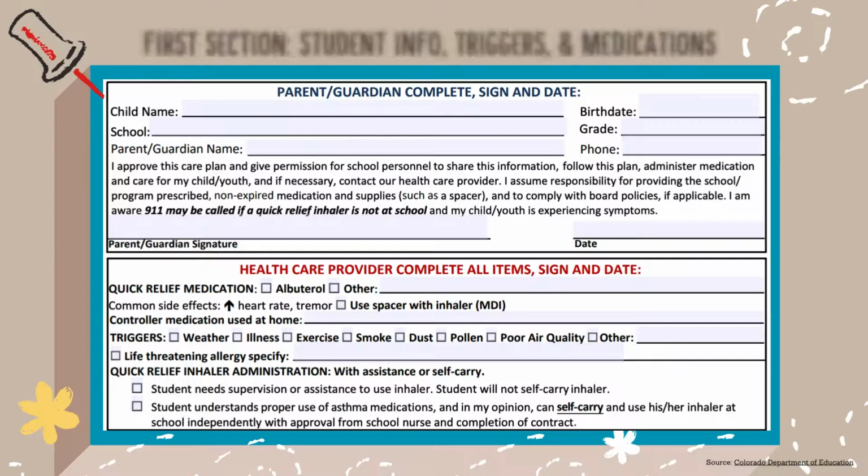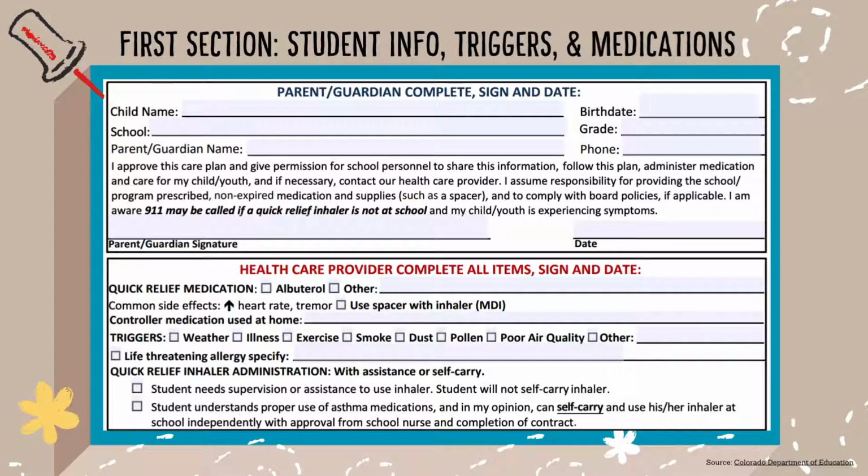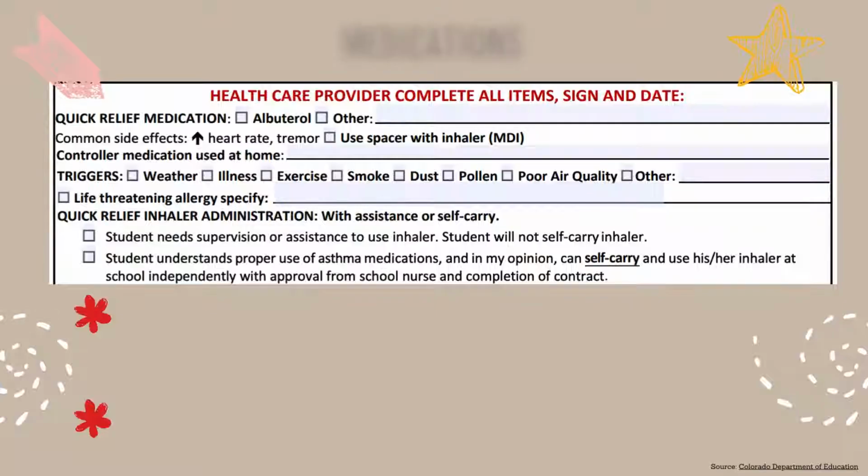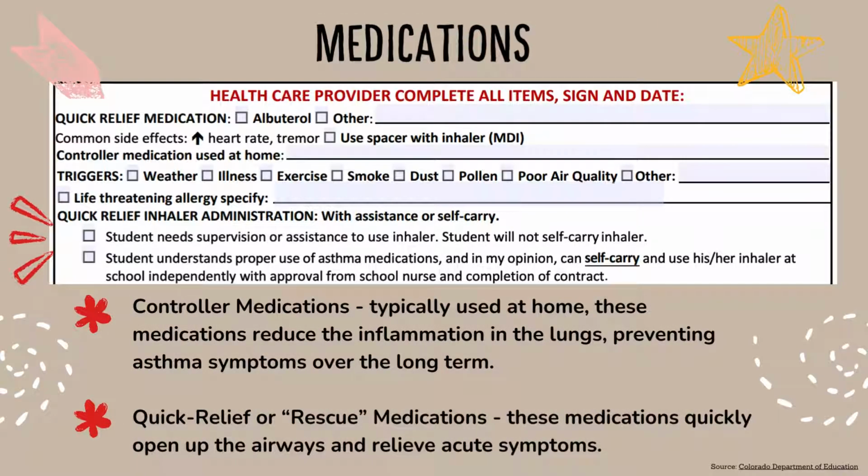Let's take a closer look. The first section of most asthma action plans contains information on the student, their known triggers, and prescribed medications. There are 2 general types of asthma medications. The first kind are long-term controlled medications, typically taken at home and used to control chronic asthma symptoms and prevent asthma attacks. The second type are quick relief or rescue medications, taken as needed for rapid, short-term relief of symptoms and used to prevent or treat an asthma attack.